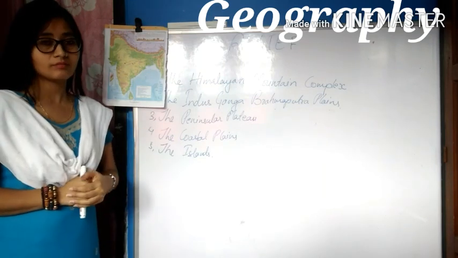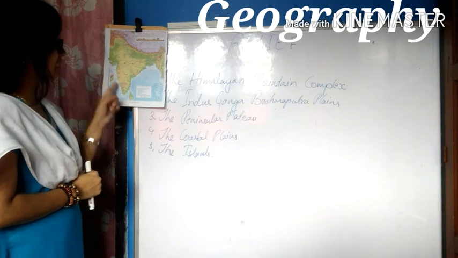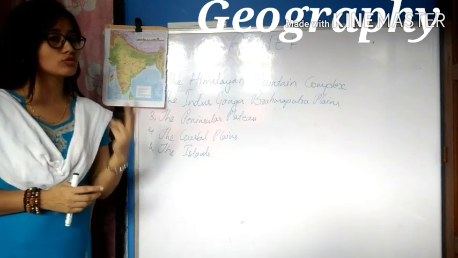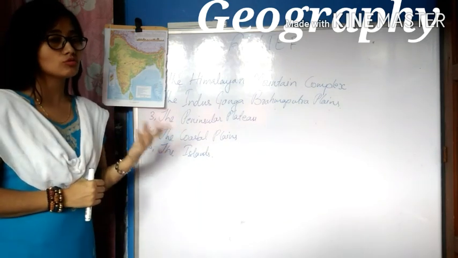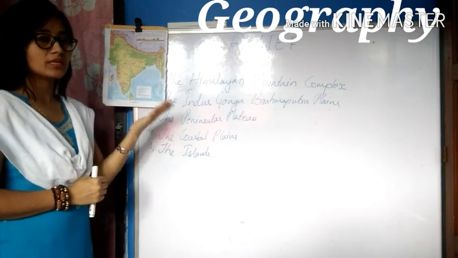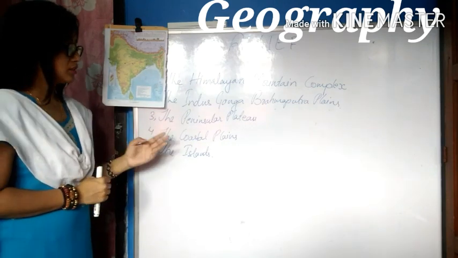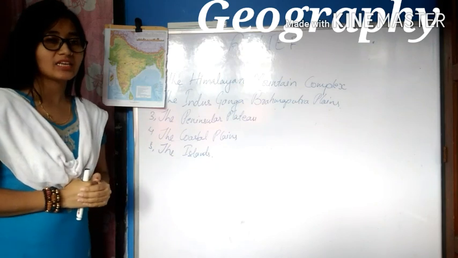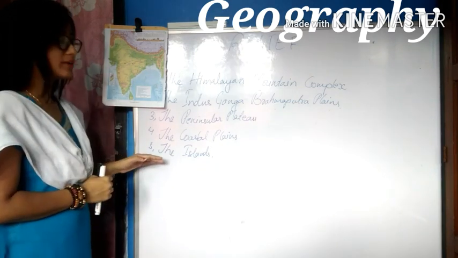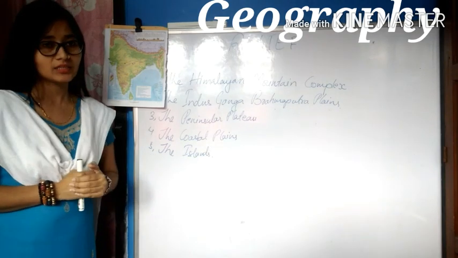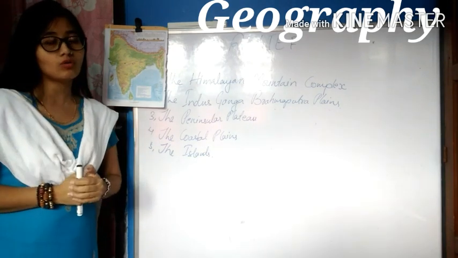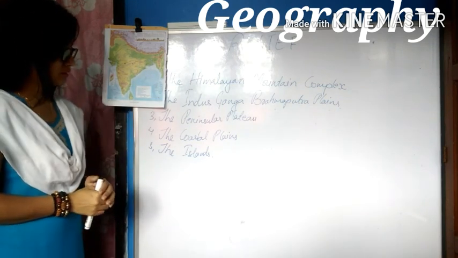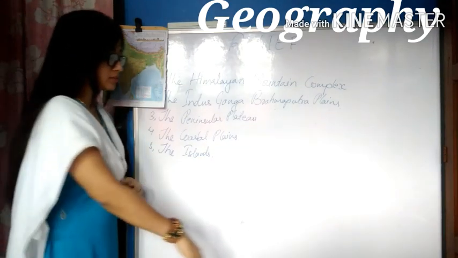Then we have the coastal plains, a narrow strip of land that lies at the edges of the peninsula. It is known as the coastal plains of India. It is divided into 2 parts, the eastern coastal plains and the western coastal plains. And last, we have the islands, 2 groups of islands with their own unique personality. So these are the 5 relief features of India. Let us go through them one by one.